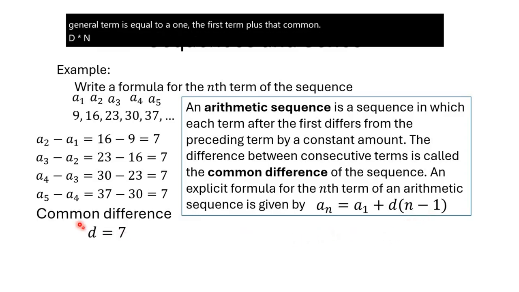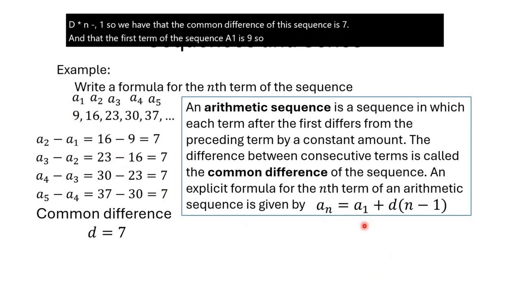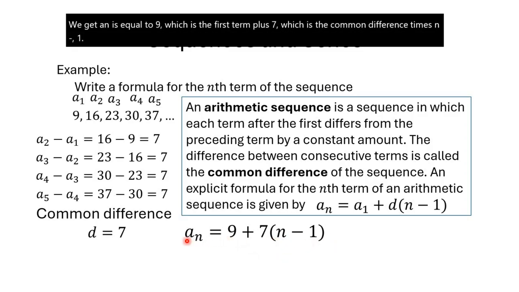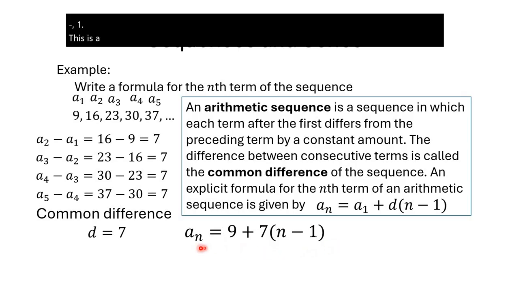So we have that the common difference of this sequence is 7, and that the first term of the sequence a1 is 9. So just plugging those numbers into this formula, we get an is equal to 9, which is the first term, plus 7, which is the common difference, times n minus 1. This is a formula for the general or nth term of the sequence.